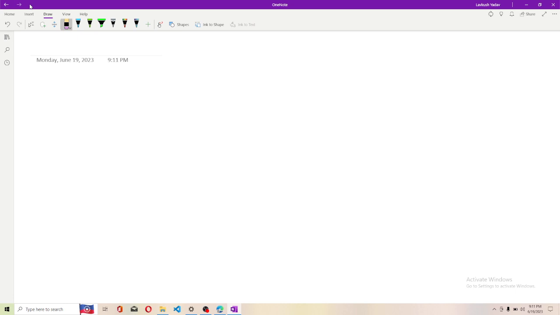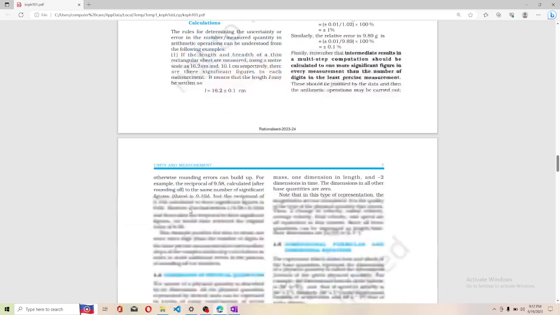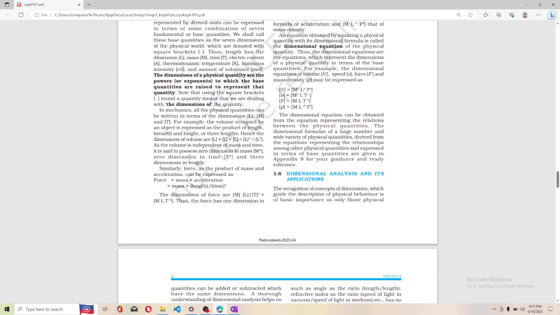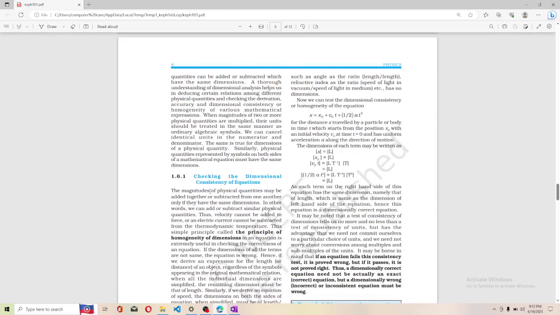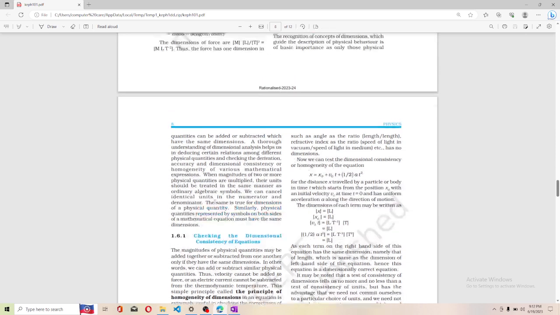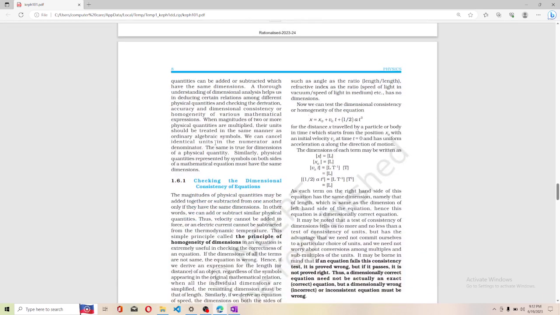Now we have understood the dimensions as well, and let's check the textbook. What is your textbook saying? Dimensional analysis, okay, its applications. Now we are going to see the applications of dimensional analysis.